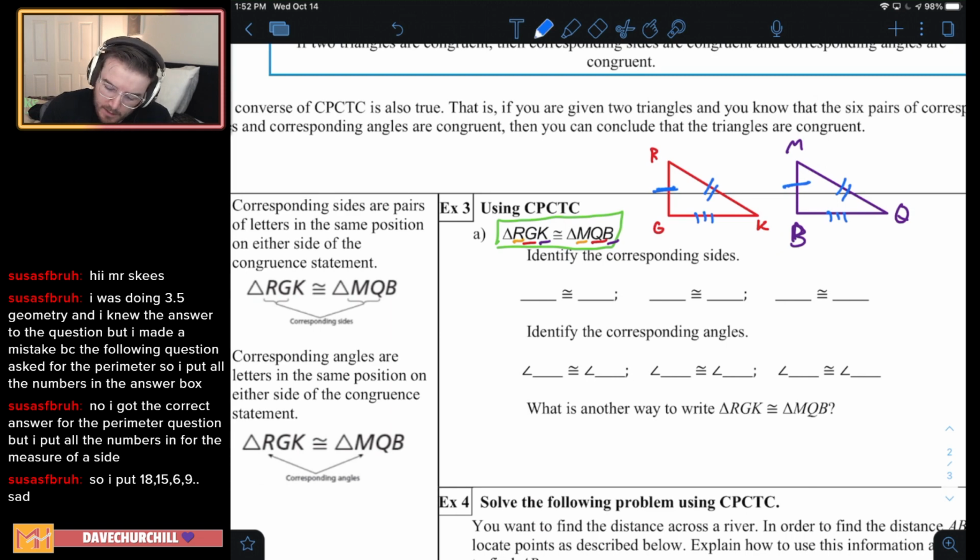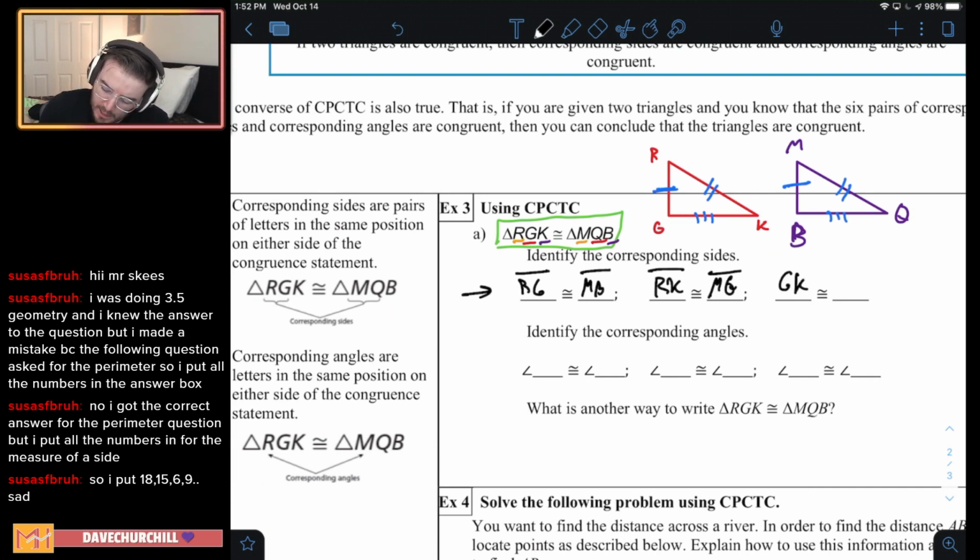Okay? Let's write those statements down. That's what these blanks are for right here. RG is congruent to MB. And RK is congruent to MQ.